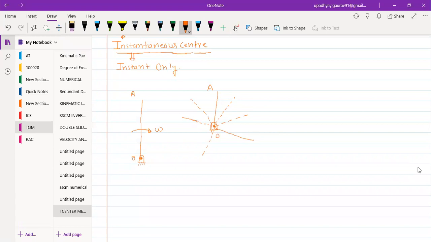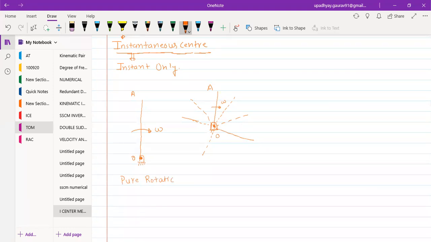whose name is OA, and this link OA is hinged at point O, and it is given that it is having an angular velocity of omega. What does it mean? It is going to perform the pure rotation, yes or not? Yes, sir. So say this link is in the pure rotation.